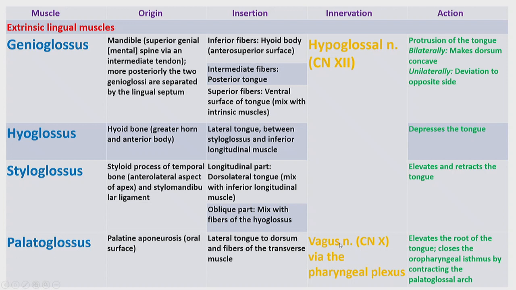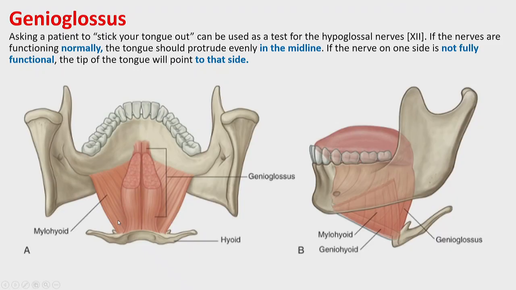It has a different innervation from the other muscles of the soft palate, except the tensor veli palatini, which is innervated by a branch of the vagus nerve, which makes the pharyngeal plexus together with cranial nerve number 9. So these are the extrinsic muscles, and about the function of these muscles we already discussed. So one by one, I will show you these important muscles.